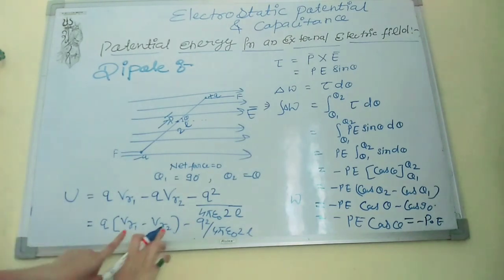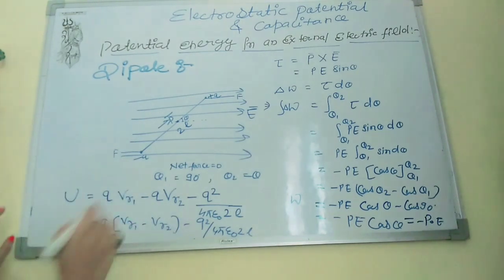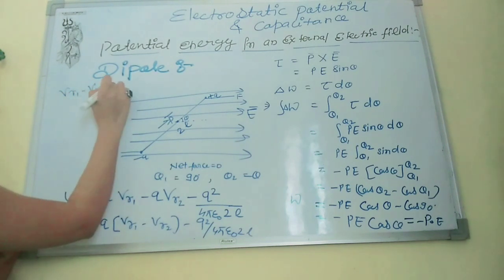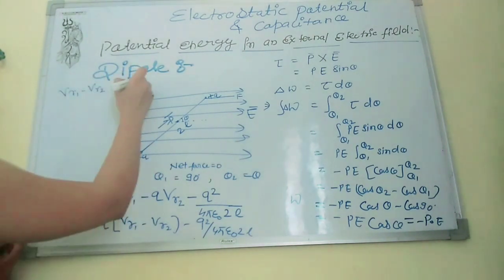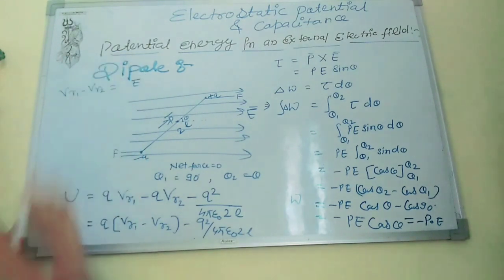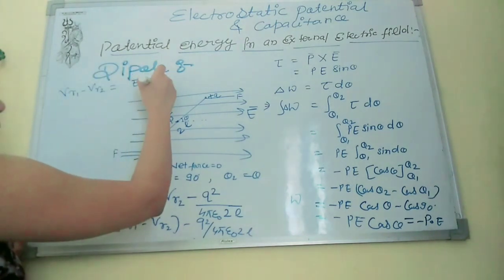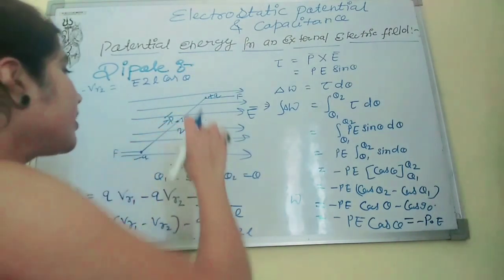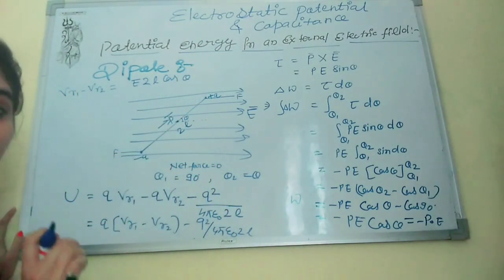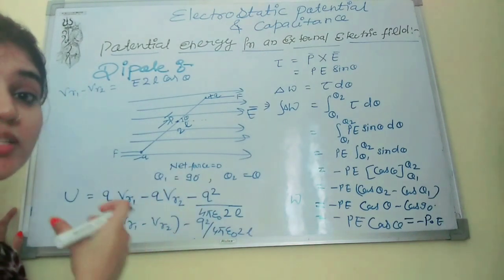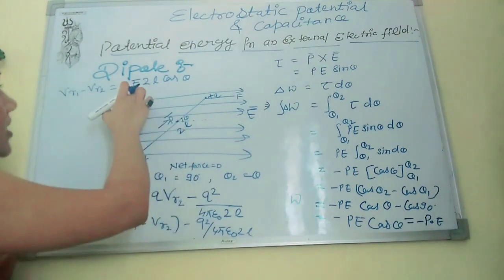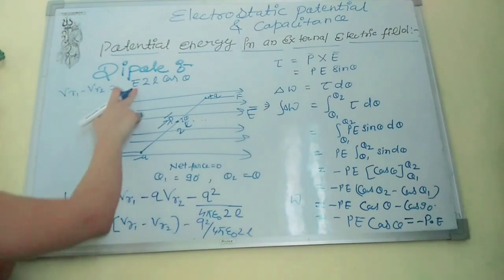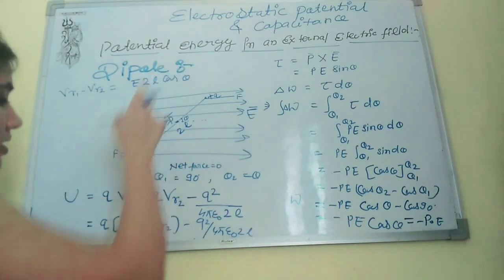Now in the place of V(R1) minus V(R2), what can we put? We can put E 2l cos theta. 2l cos theta is the distance, or you can say the displacement, against this electric field. So we can combine and write it as E 2l cos theta.